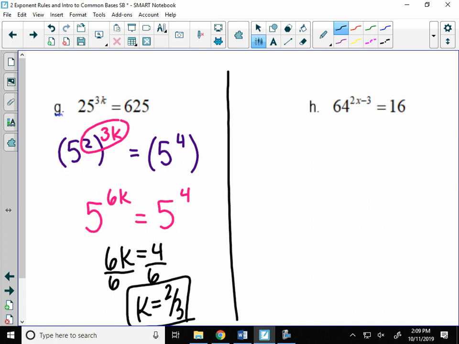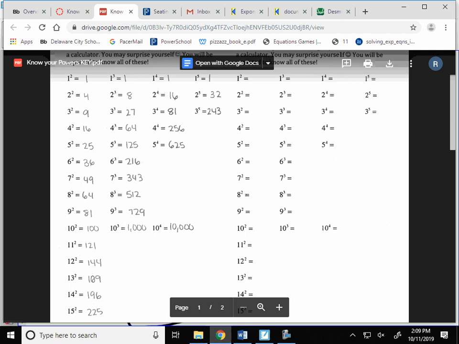All right, H, 64 and 16. Now there's actually a couple ways you can do this one. So if I look here, I want to see where do I get 64 and 16 in the same row. The first place I see is 4s. 16 is 4 squared, 64 is 4 cubed.